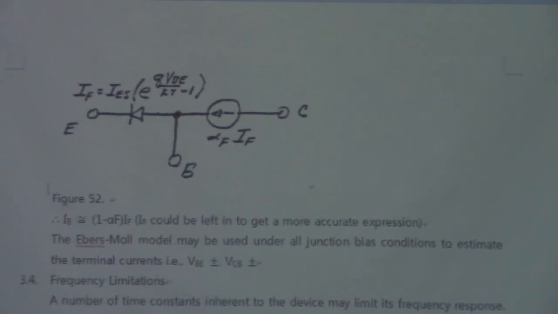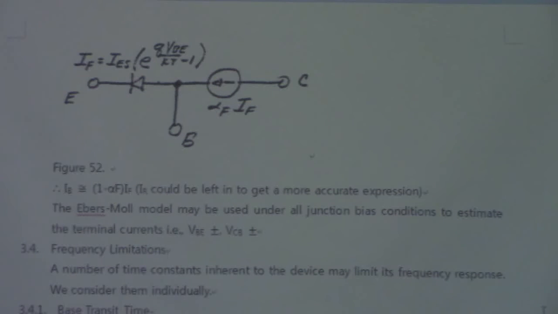Then the model reduces to this simple equation. Then we can get the terminal current to the base, something like this. That is the use of the Ebers-Moll model. So the Ebers-Moll model may be used under all junction bias conditions to estimate the terminal currents. Okay, that is very similar to the charge control model that we derived in the former lectures.